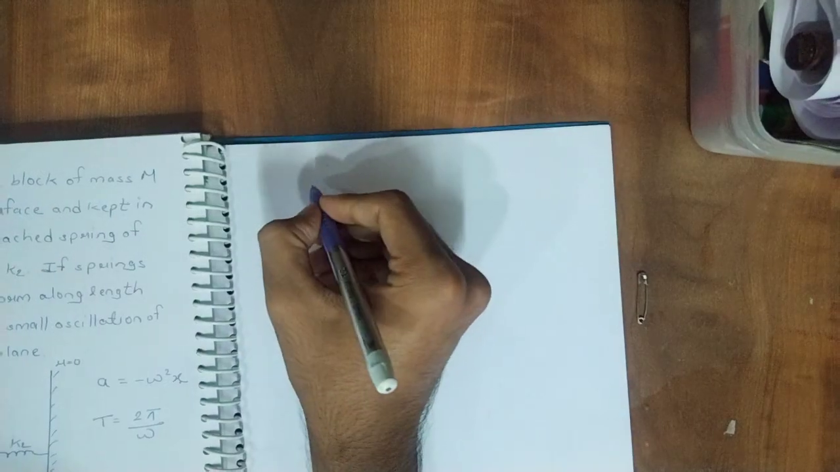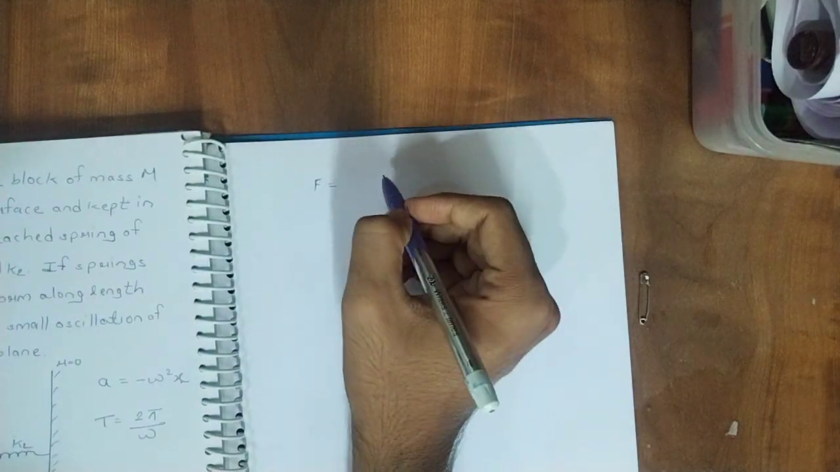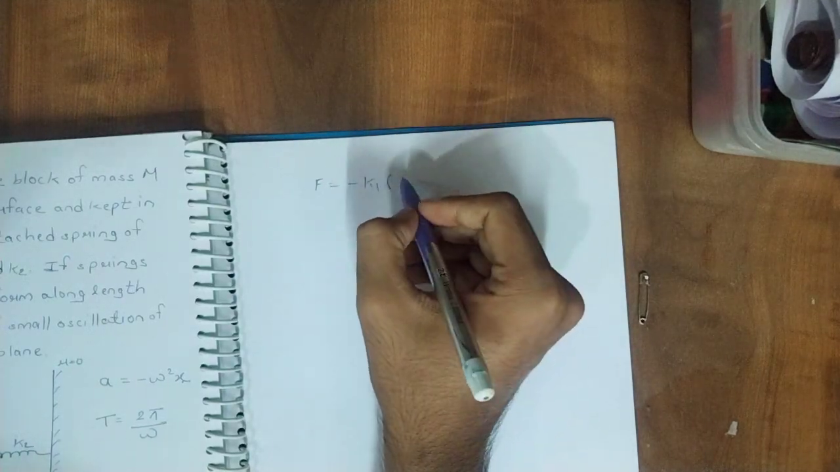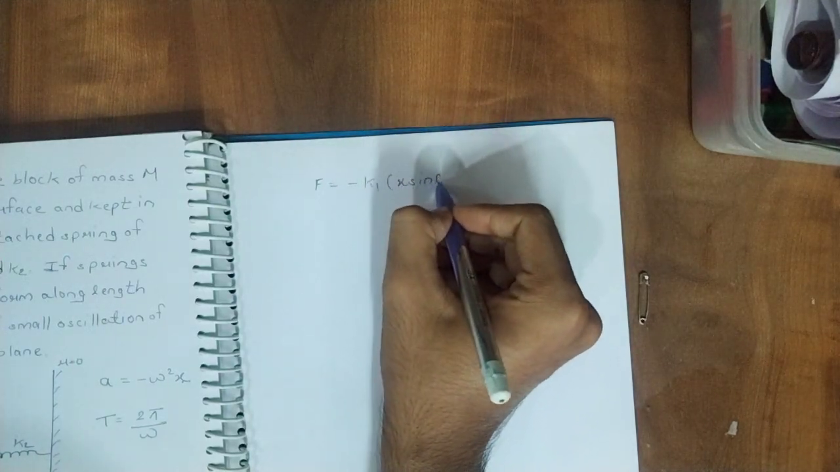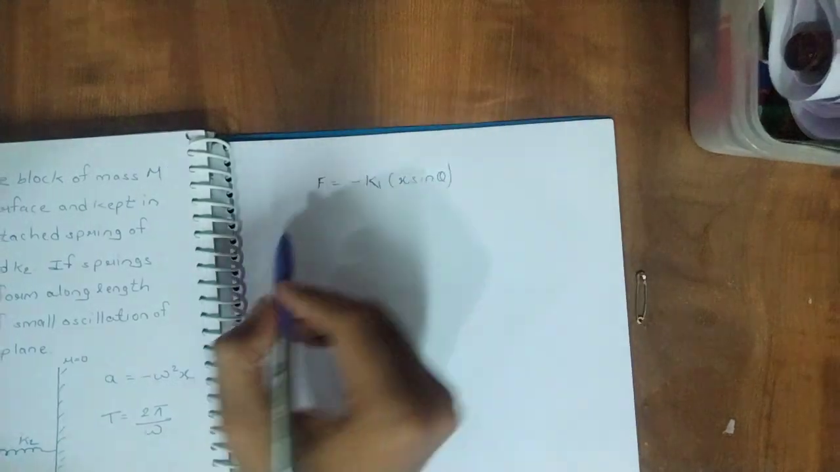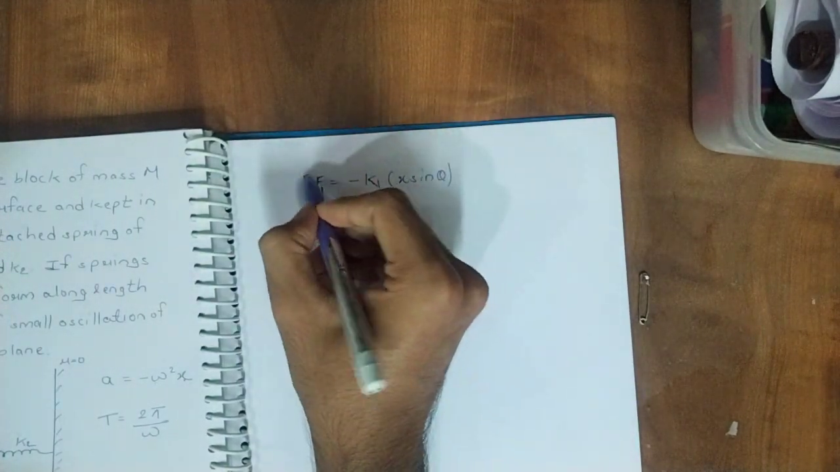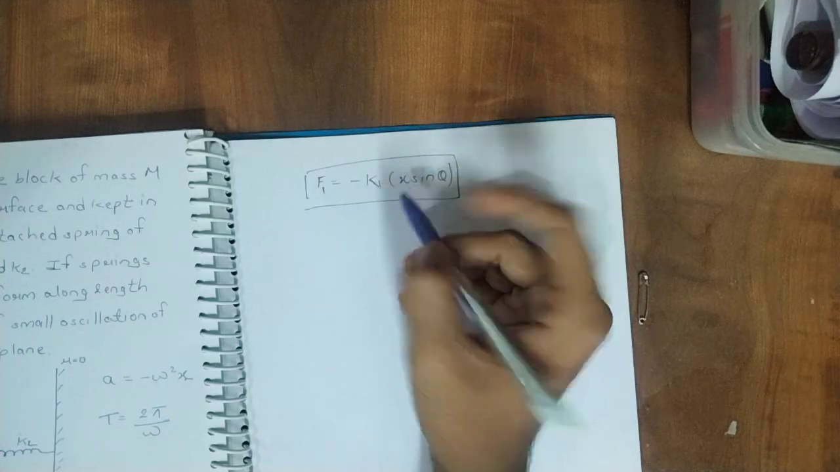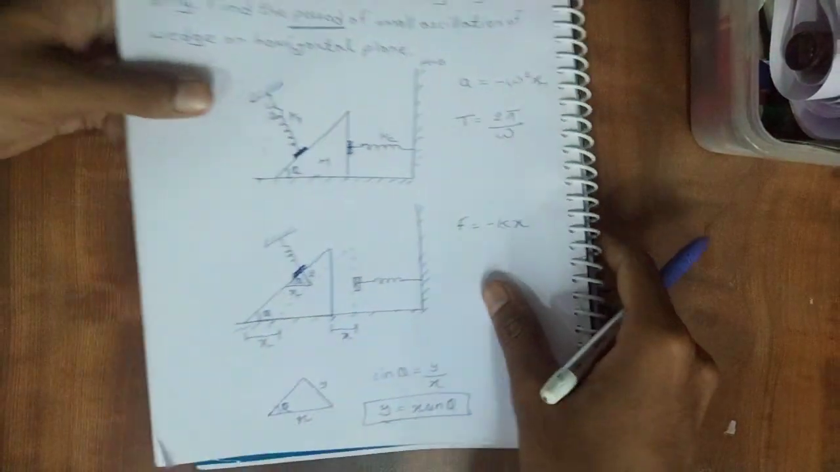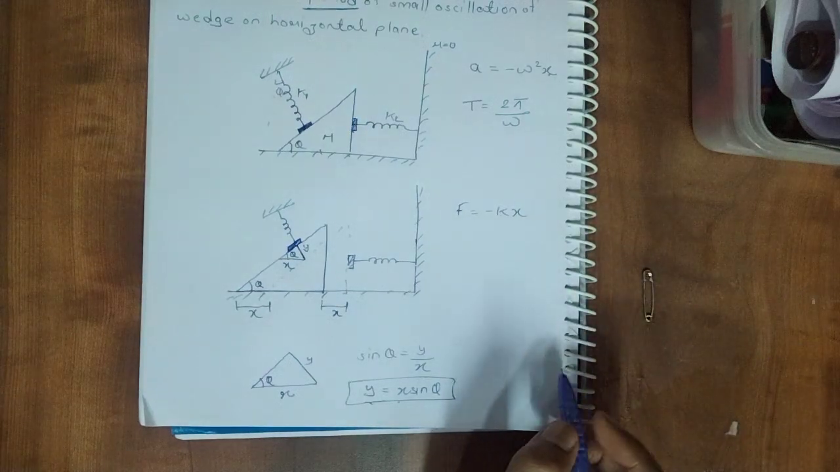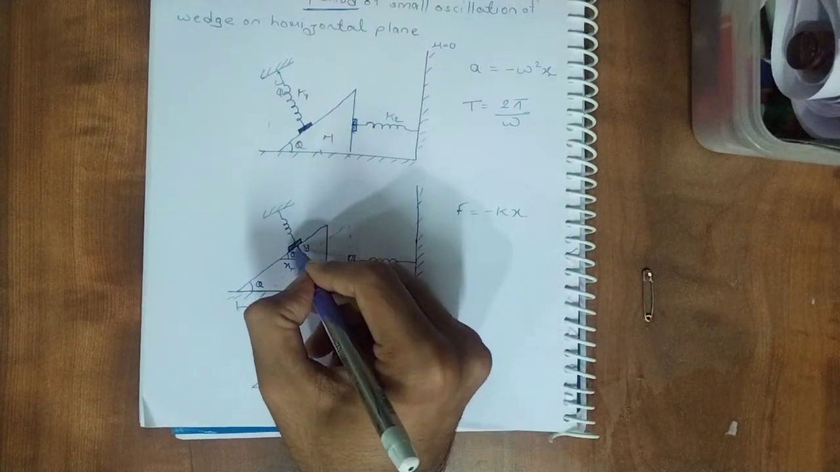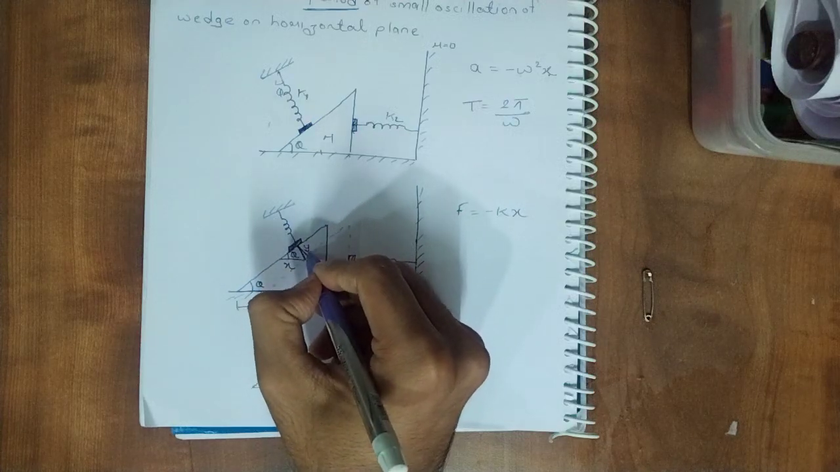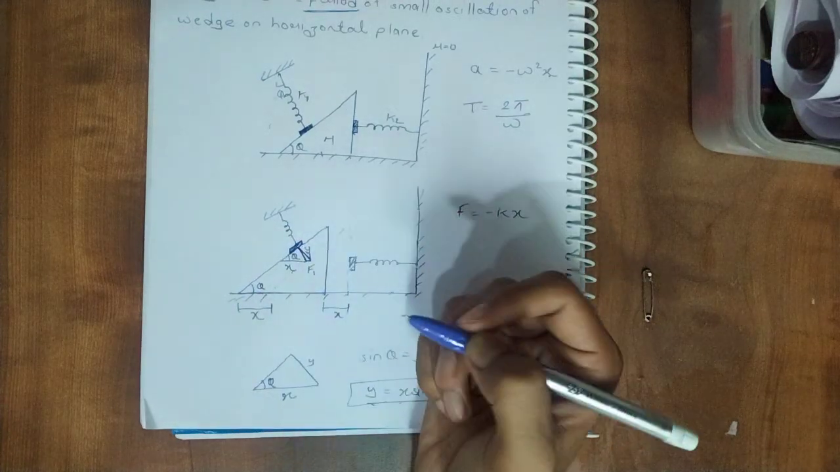So the corresponding force will be, you know, F is equal to minus K into displacement. So K is your K1 and displacement is x sin theta. So this one is the force, let us call it F1. So F1 is the force applied by the K1 spring on the wedge. So what will be the direction of this F1 force? It will be along the length of the spring. So this is my F1 force.